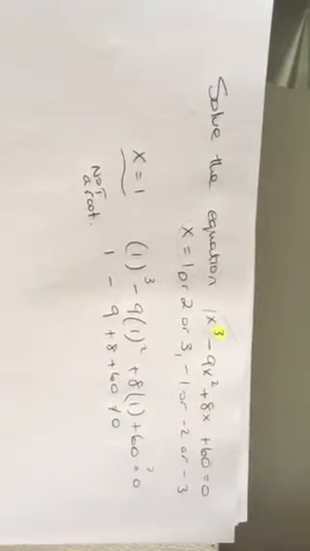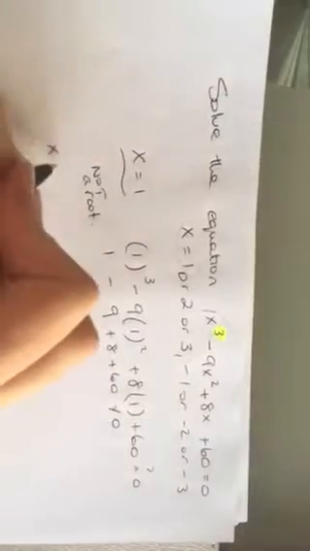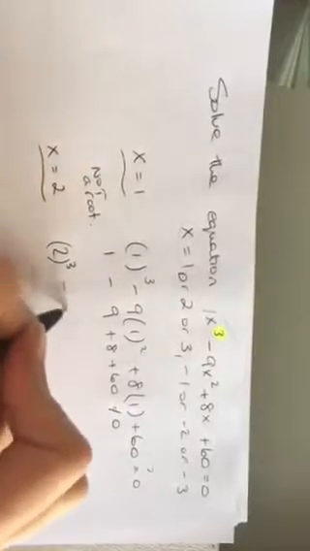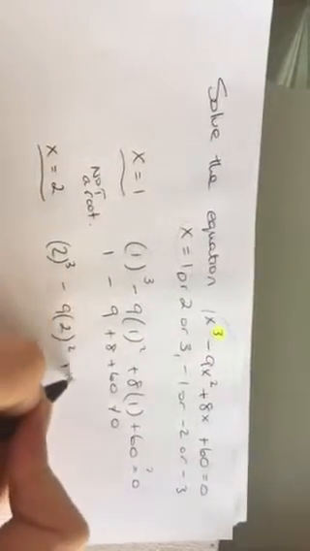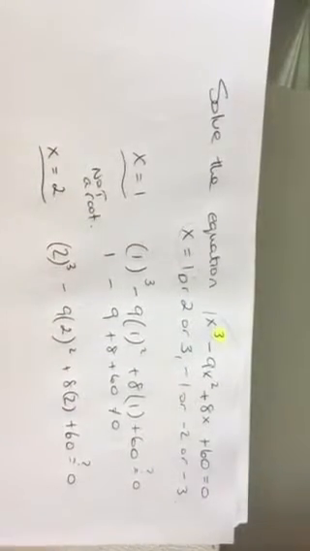So maybe I can check x equals minus 2. If x is equal to minus 2, then maybe I have at least one of my answers there. So that'd be minus 2 cubed minus 9 times minus 2 squared plus 8 times minus 2 plus 60. Does that give me 0? Well, throw it into the calculator and see.